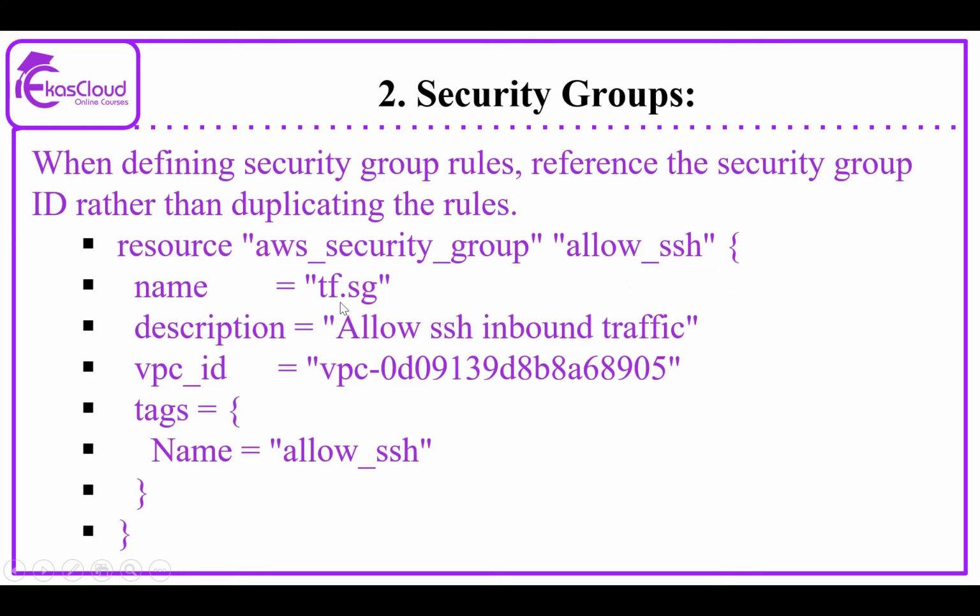And I used the name tf.sg, and the description I'm going to give as allow SSH inbound traffic. Here you have to specify the VPC ID. This one we have to copy from the server. And inside the tags, I have used the same name as the reference name, allow_ssh. Now I'm going to show you how to get this sample code from the Terraform registry, how to write this code in Visual Studio Code, and finally how to execute this code by using PowerShell.